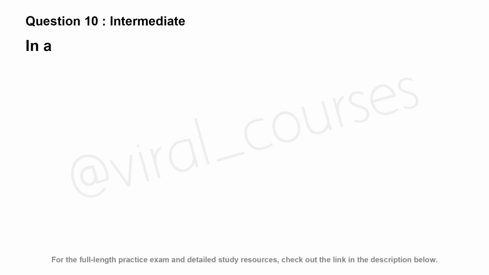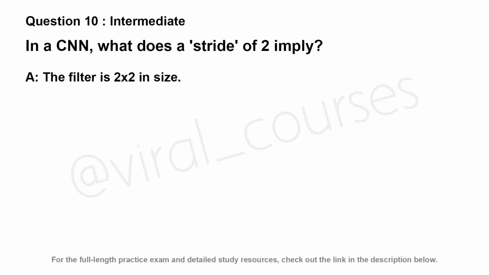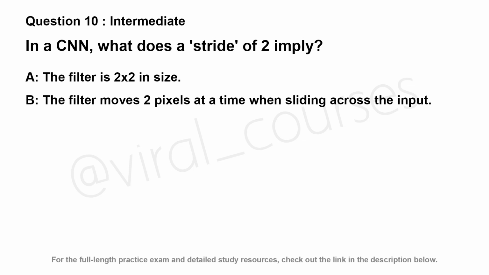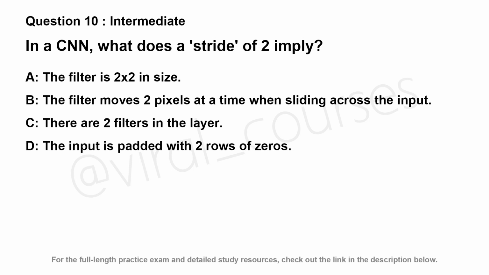In a CNN, what does a stride of 2 imply? Option A. The filter is 2x2 in size. Option B. The filter moves 2 pixels at a time when sliding across the input. Option C. There are 2 filters in the layer. Option D. The input is padded with 2 rows of zeros.